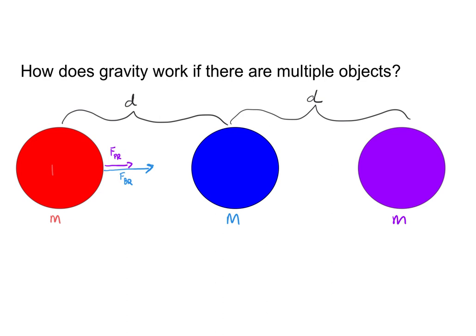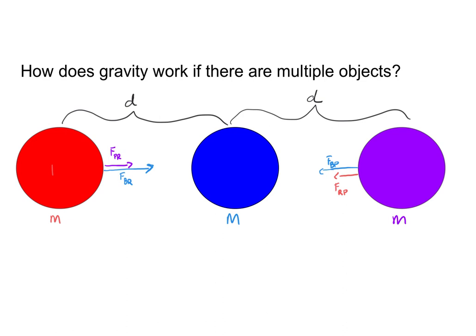We're going to see almost exactly the same thing for our purple mass. My blue mass is going to pull the purple mass towards itself to the left, so that's my F of blue on purple. And my red mass is also going to pull the purple mass towards itself. That's going to be the force of red on purple. But again, the force of the red circle on the purple circle is going to be much smaller because they are much farther away.